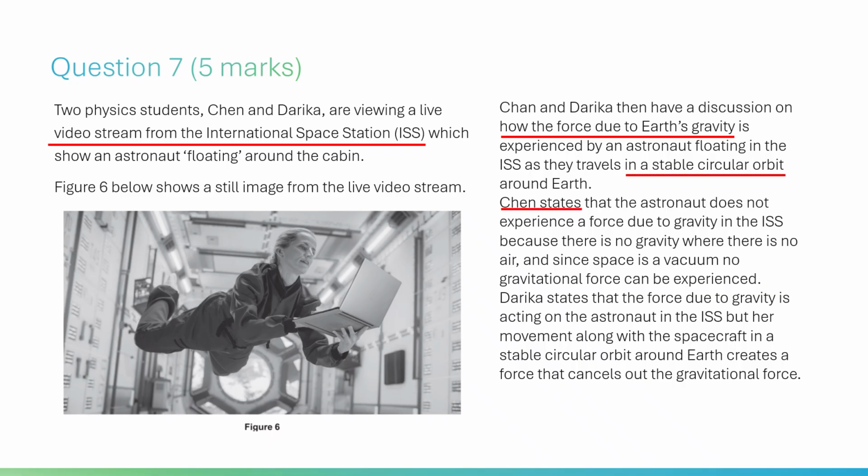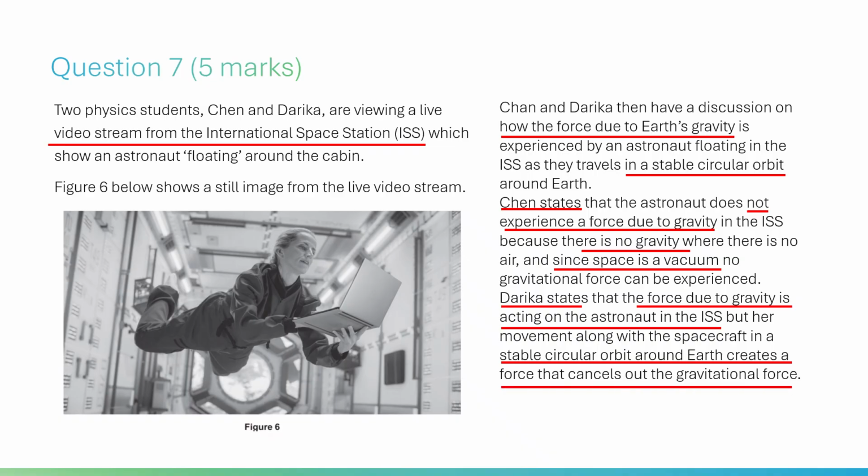Chen states that the astronaut does not experience a force due to gravity in the ISS because there is no gravity where there is no air, and since space is a vacuum, no gravitational force can be experienced. Darika states that the force due to gravity is acting on the astronaut in the ISS, but her movement along with the spacecraft in a stable circular orbit around Earth creates a force that cancels out the gravitational force.